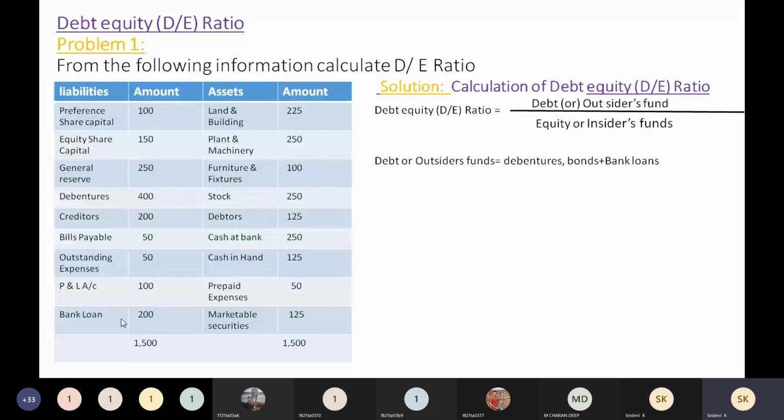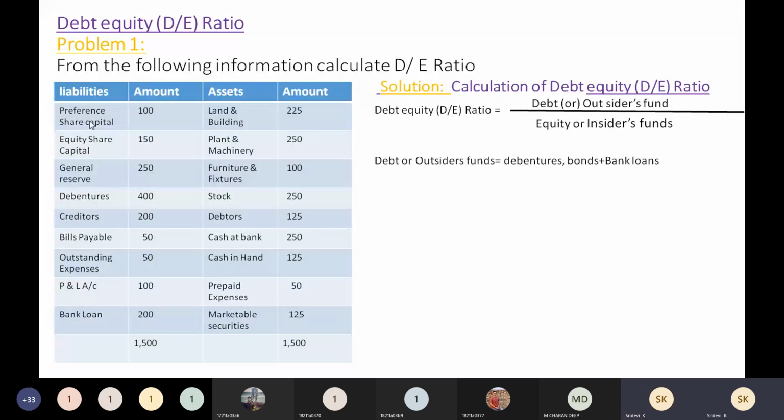Okay. So don't take these creditors, bills payable and outstanding expenses. So these come under what? Current liabilities, right? So don't include these things. Only we require outsider funds and the insider funds. So these will be included in long-term liabilities.